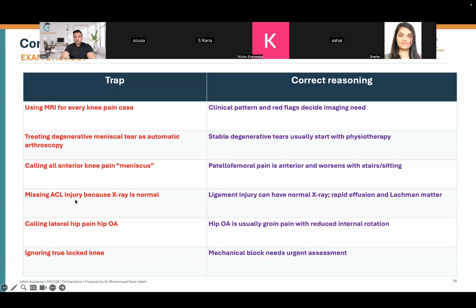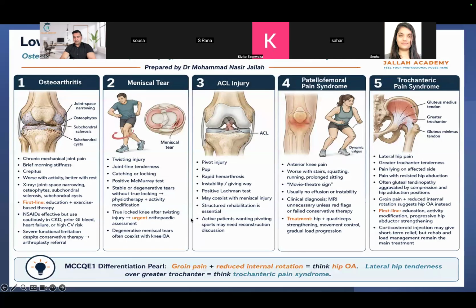Missing anterior cruciate ligament injury because X-ray is normal. Anterior cruciate ligament injury is a clinical diagnosis. You don't need X-ray for it, but you can use X-ray to rule out other conditions. Calling lateral hip pain hip osteoarthritis. Osteoarthritis doesn't happen on the lateral side. It happens at the front of the hip in the groin area. Ignoring the true locked knee, which is a surgical emergency.